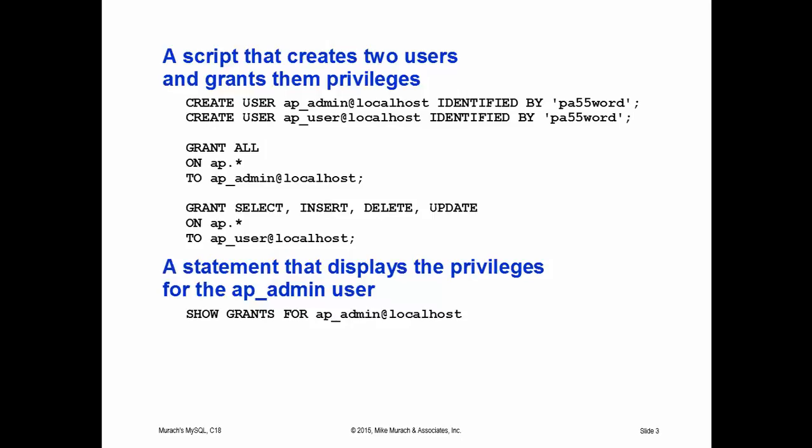After these users are created, the grant statements, as you can see here, are used. The AP admin is granted all privileges on the AP database. In other words, they can select, insert, update, and delete data from database tables. The AP user can only select, insert, update, and delete data in the AP database. If you want to view the privileges for a user, you can use the show grants statement. And there's an example of that right there.